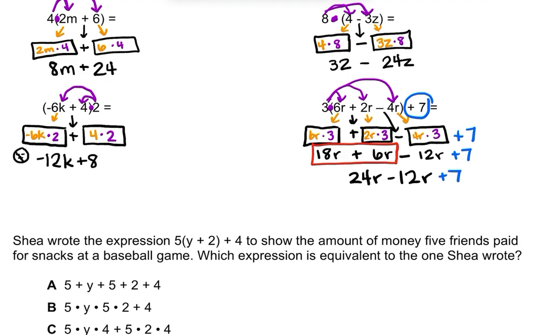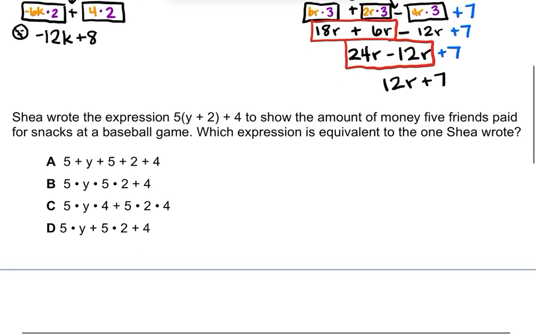And then I can do that last bit because those R's can still go together. And 24 minus 12 is 12R. And then that plus 7 is finally there at the end. So if it's by the end like that, that plus 7, it goes all the way down. It does not change.